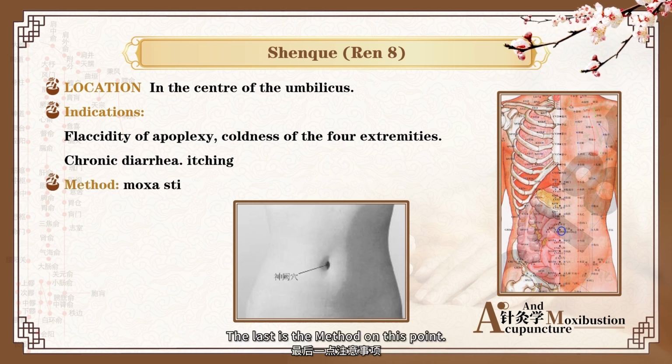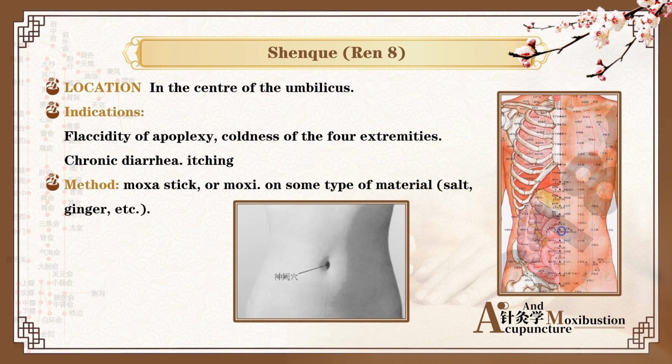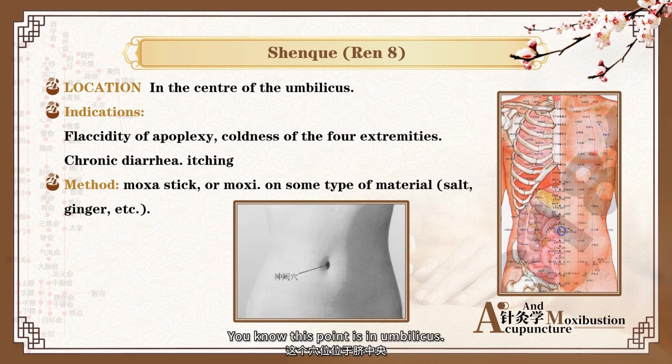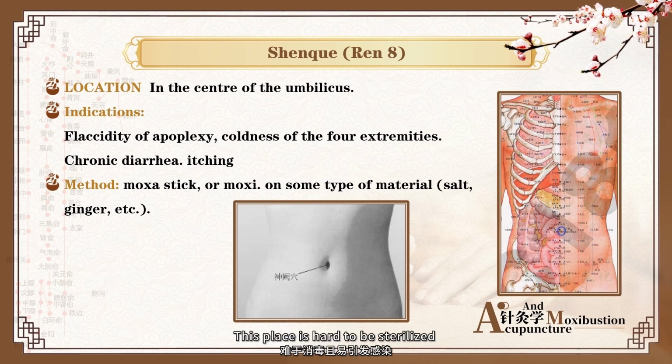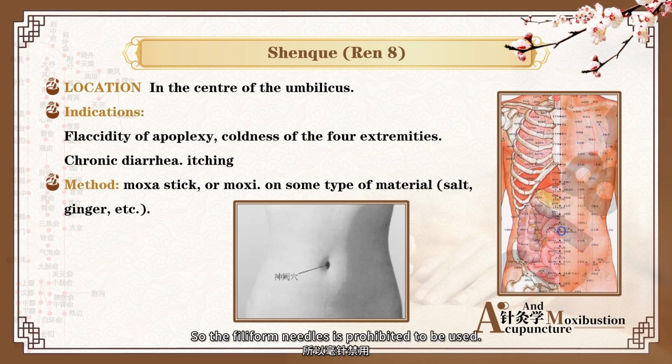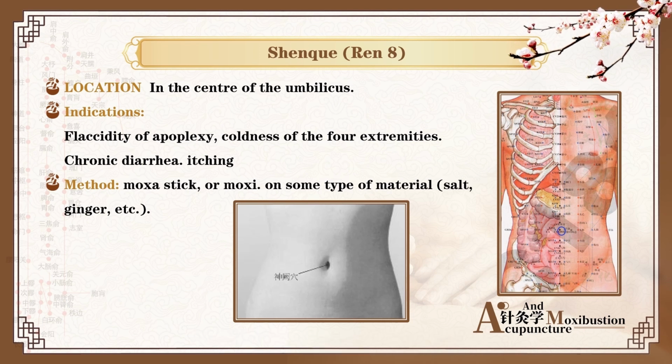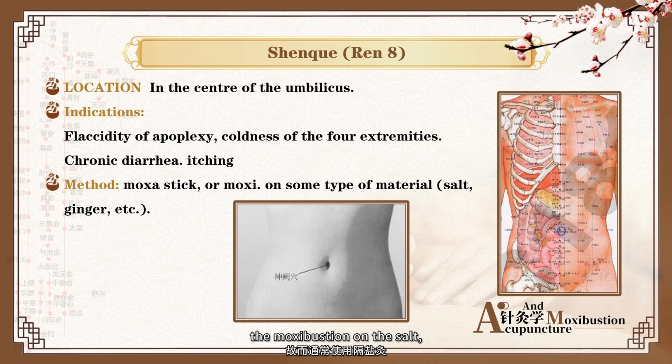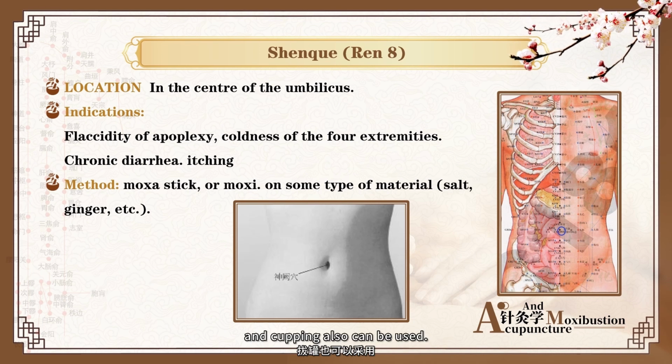Lastly, the methods on this point. You know this point is in the umbilicus. This place is hard to sterilize and easy to catch inflammation. So filiform needles are prohibited. We always use moxibustion, like the moxibustion on salt, and cupping can also be used.